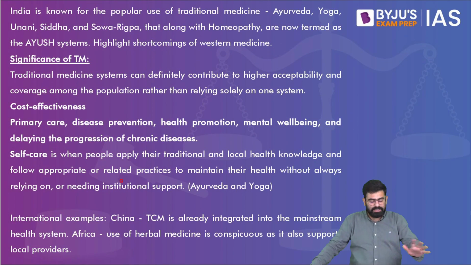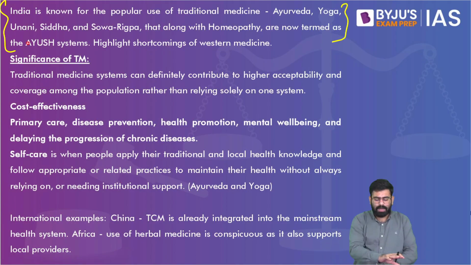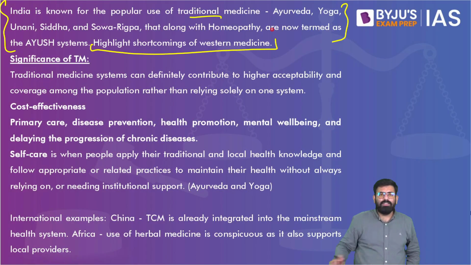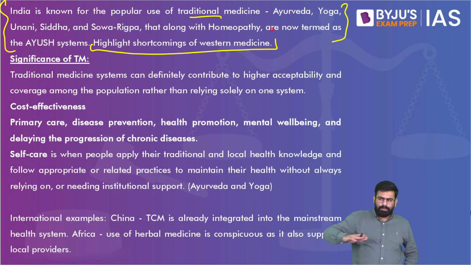Okay, so coming to the structure, all the points that you have suggested here will find a mention here. So the introduction: what are the popularly used traditional medicines in India, and you think of Ayush, you mention Ayush. Then you can highlight a few shortcomings of Western medicine, so that you prepare the basic framework for moving towards traditional medicine. Also, you have to remember that it has to be integrative in nature.